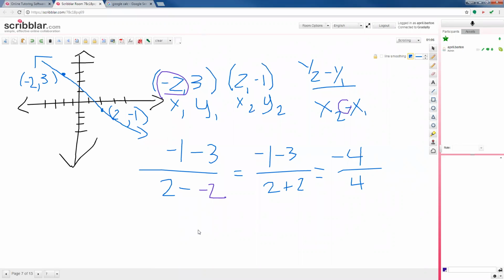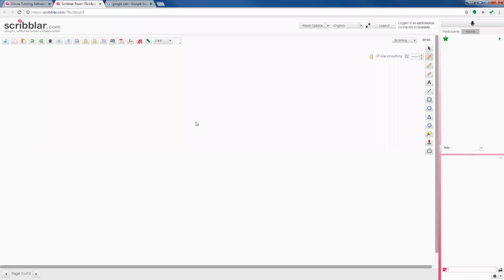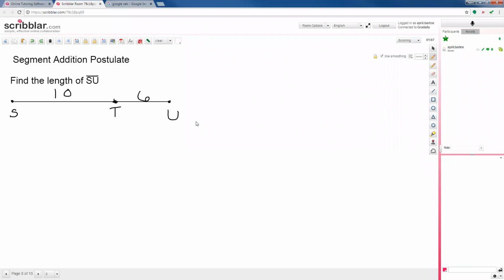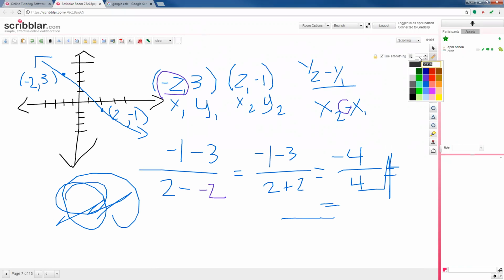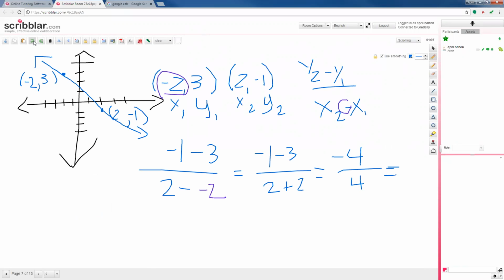My whiteboard is not letting me write for some reason. I'm going to have to refresh the page. So that's rate of change in slope. While the whiteboard's refreshing, we are going to talk about segment addition next. This is from our geometry class. Let's write the final answer for this though, -1. That's the actual slope.